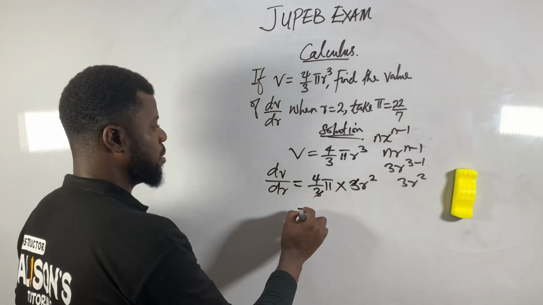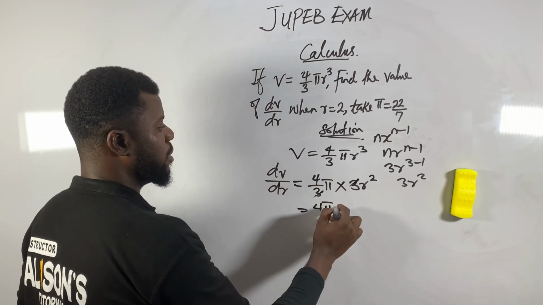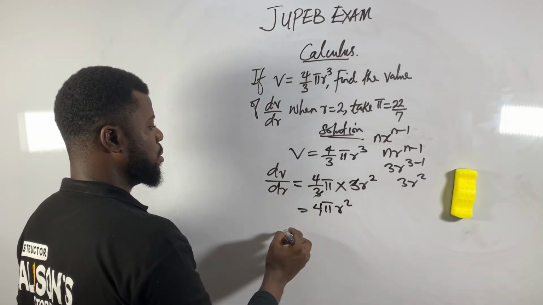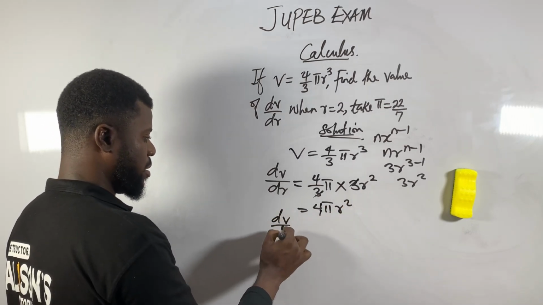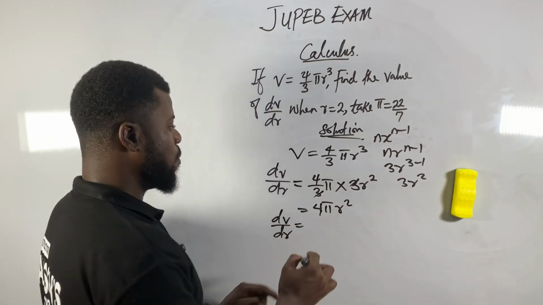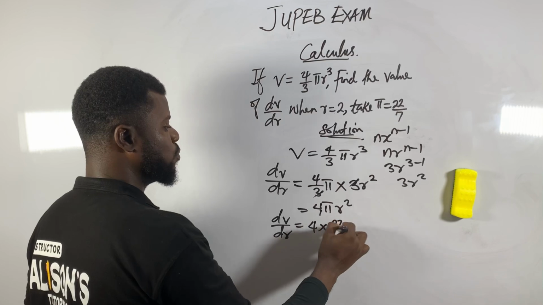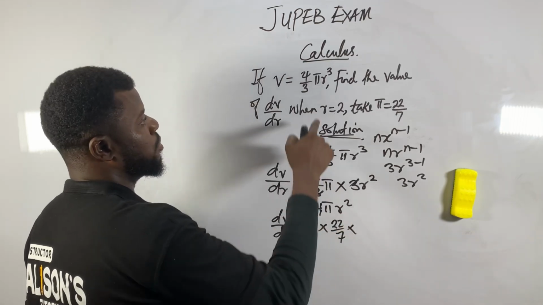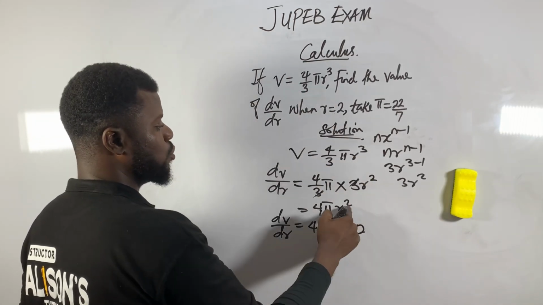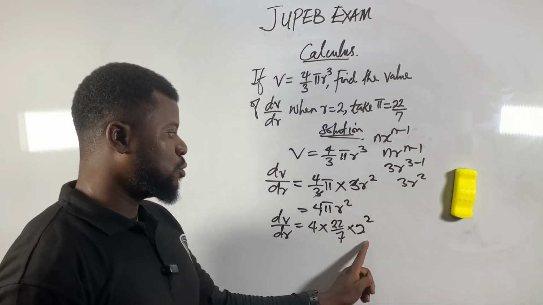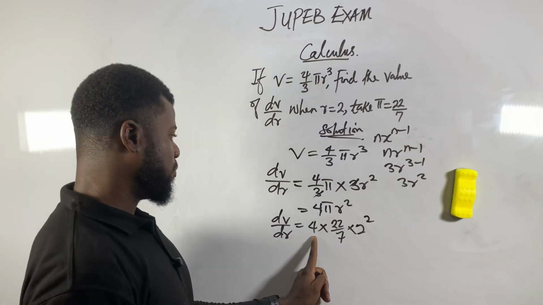What is going to remain? Now 4 pi r squared. So dV over dr will equal 4 multiplied by pi, and now you apply those things: 22 over 7 times r, and r is given as 2. You can't take the square of them, but you know that 2 squared is 4, and 4 times 4 is 16.